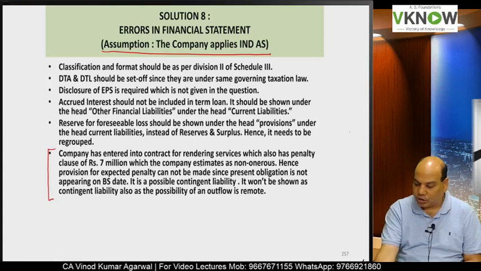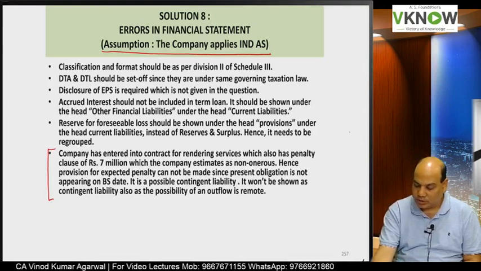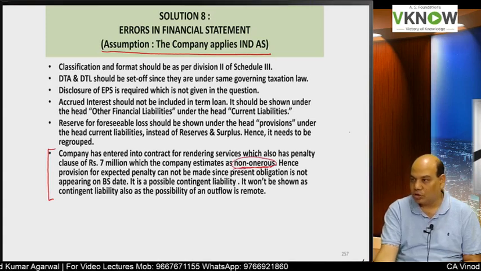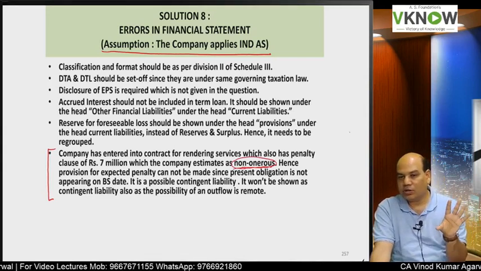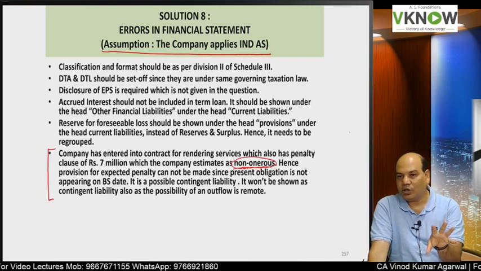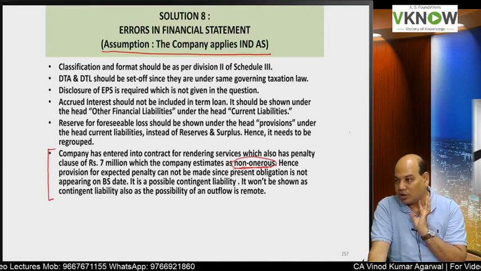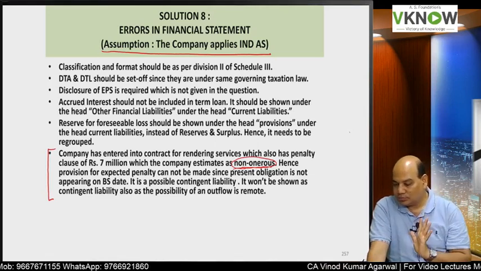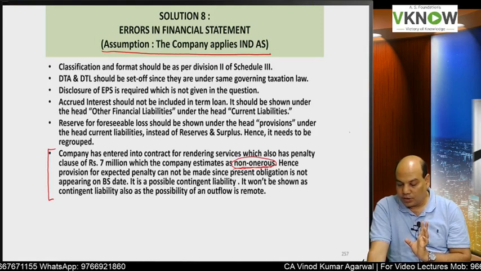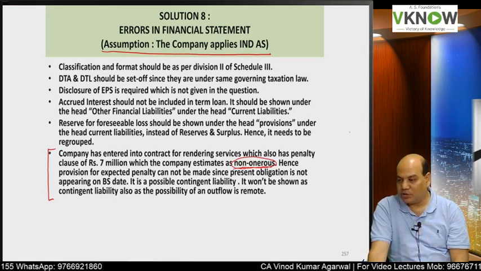The company has entered into a contract for rendering services which has a penalty clause of 7 million, which the company estimates as non-onerous. Non-onerous means you will not incur losses. Onerous means the cost of fulfilling the contract is more than the benefit derived from the contract, so non-onerous means the reverse: the benefit is more than the cost. Hence provision for expected penalty cannot be made since the present obligation is not appearing on the balance sheet date, and it is a possible contingent liability.